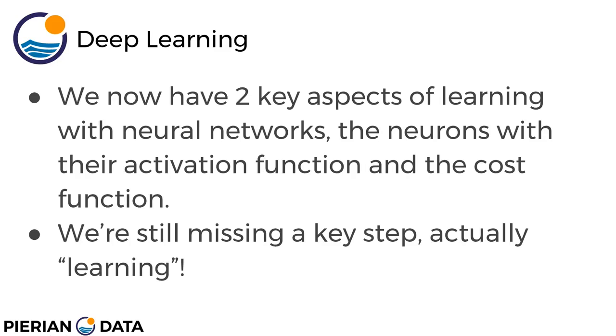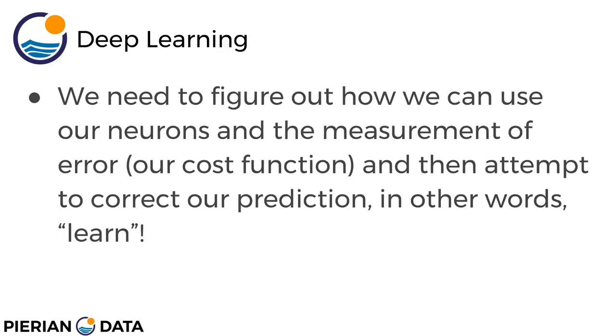So now that we have these two key aspects of learning with neural networks, the neurons with their activation function and the cost function, we're still missing a key step, and that's the actual learning process. So we need to figure out how we can use our neurons and the measurements of our error, our cost function, basically a measurement of how wrong we are, and then attempt to correct our prediction. In other words, actually learn.